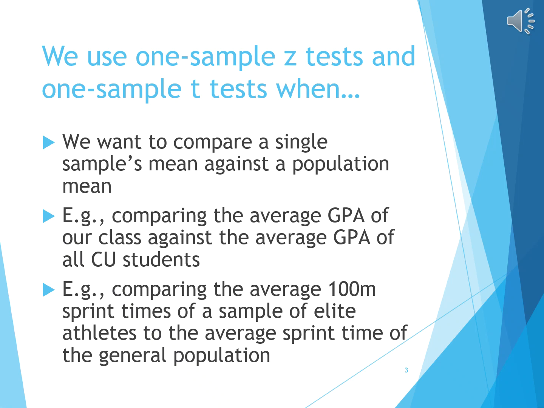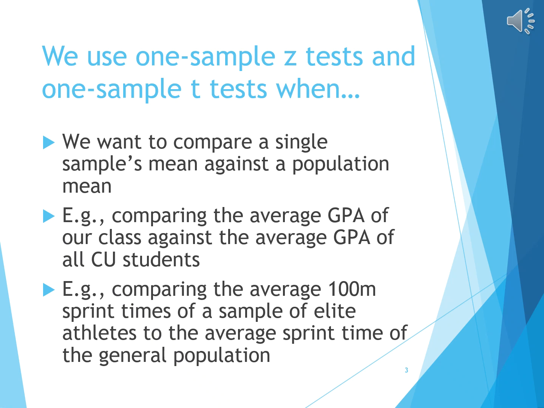So when do we use one sample z-tests and one sample t-tests? This is specifically when we want to compare a single sample's mean against the mean of an entire population. Okay, so for example, if we want to compare the average GPA of our class, which is just one sample of students, against the average GPA of all CU students, which is the population of students, then we would want to use either a one sample z-test or a one sample t-test.